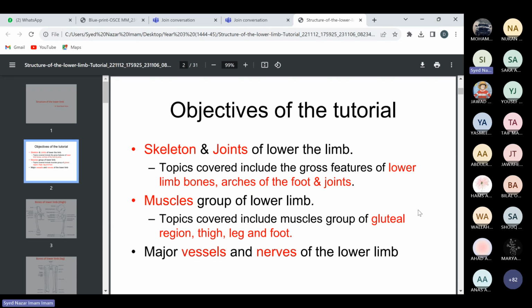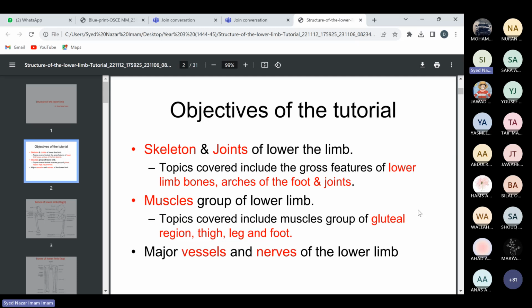So what we have to know in this tutorial, most of the things you have already discussed because you have already finished gate 1, 2, 3. So you know most of the things. What are the objectives of this tutorial? First and foremost, you have to know about the bones and the joints of the lower limb.